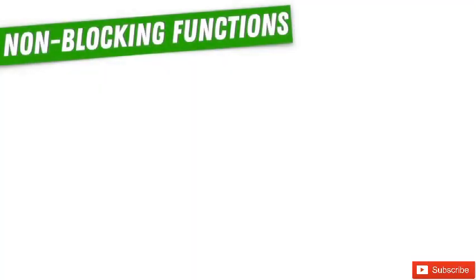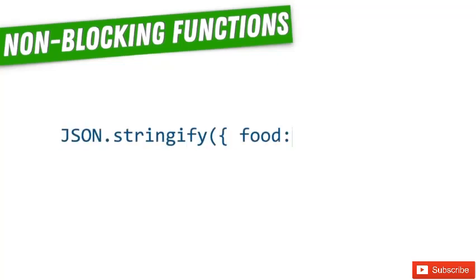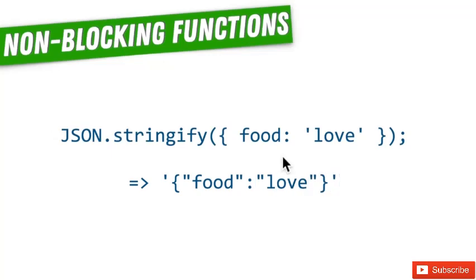Welcome back. What is a non-blocking function? Well, blocking code executes synchronously. Both Node and your browser have a built-in JSON.stringify function that blocks until completion, and any commands after it only execute once it's done doing what it does, which is that it takes a JavaScript object and returns the string representation of that object, telling us that food is love.